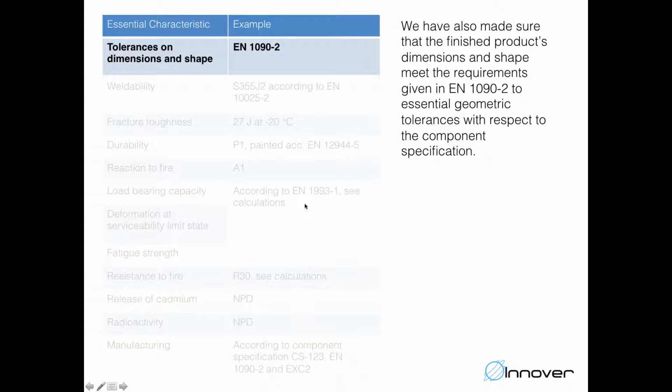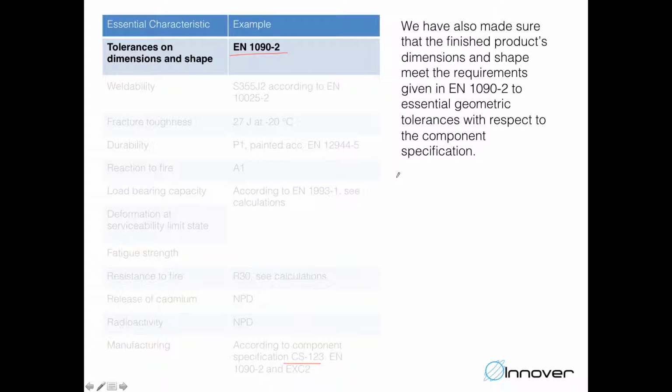And at last, we are just saying that we also made sure that the finished product's dimensions and shape meet the requirements given in the EN 1092 with respect to the component specification we used. So again, the component specification to use and our tolerances meet the requirements given in the 1092.